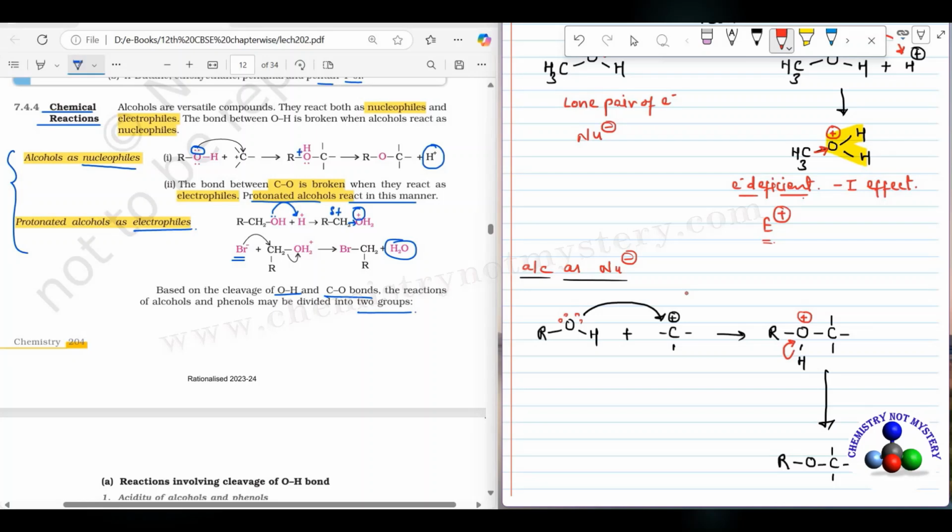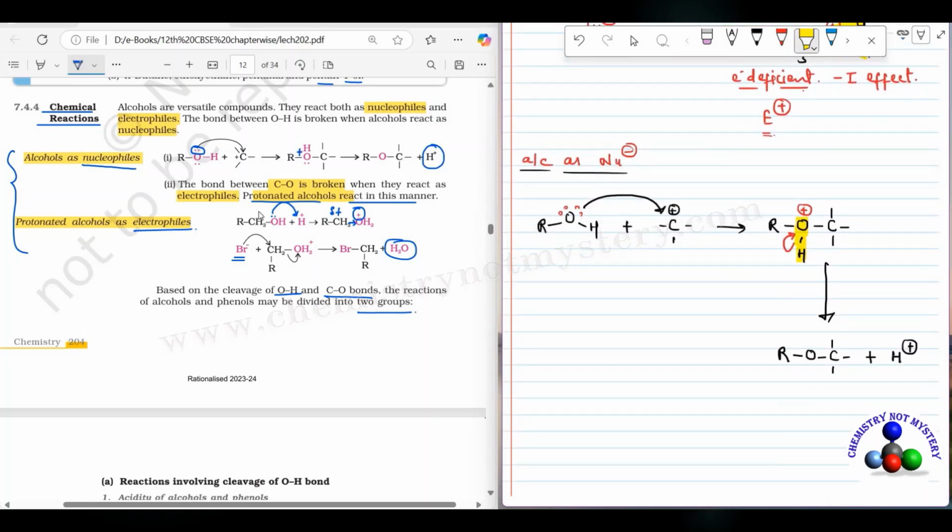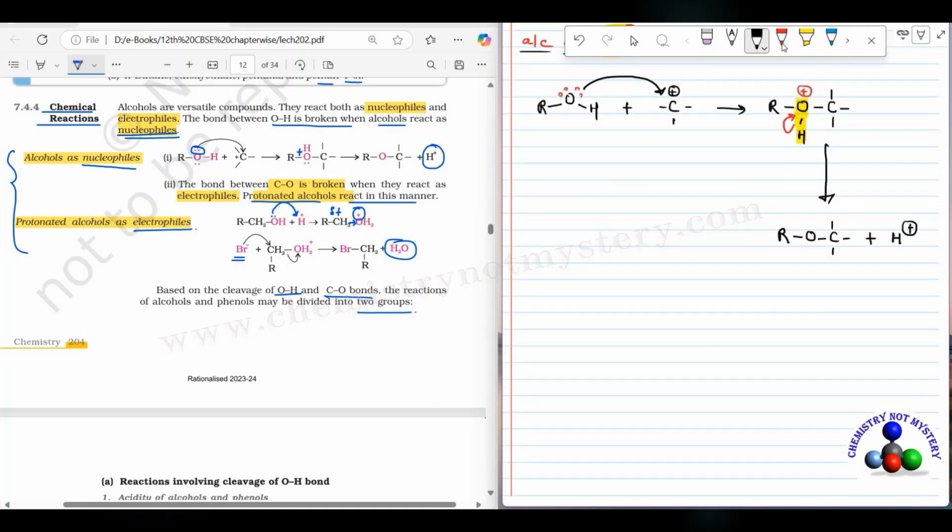By the completion of this reaction, the bond between oxygen and hydrogen is broken. So that's why it is written here, when the bond between oxygen and hydrogen is broken, alcohol reacts as a nucleophile. So when alcohol acts as a nucleophile, the bond between oxygen and hydrogen will break. Now let's see when alcohol acts as an electrophile.